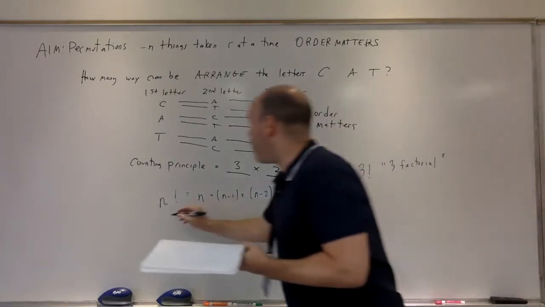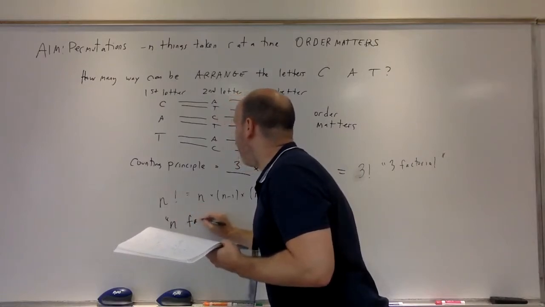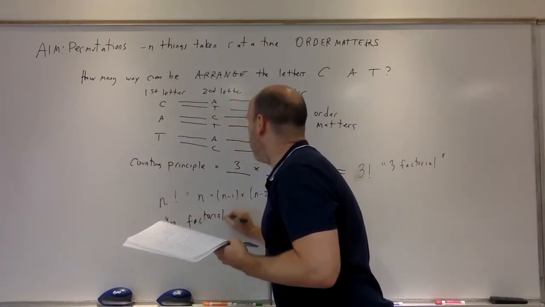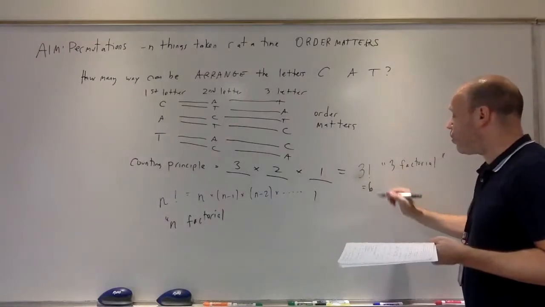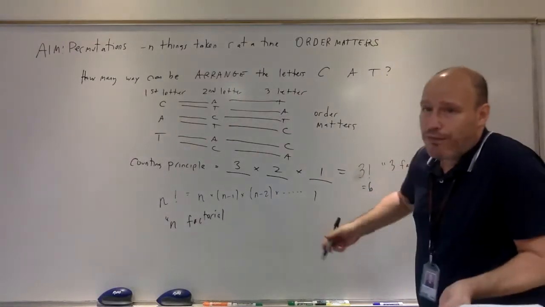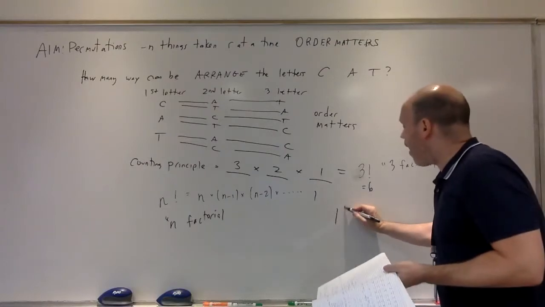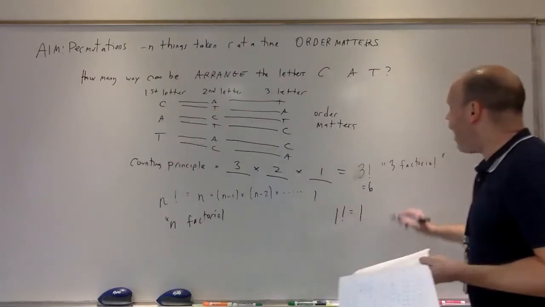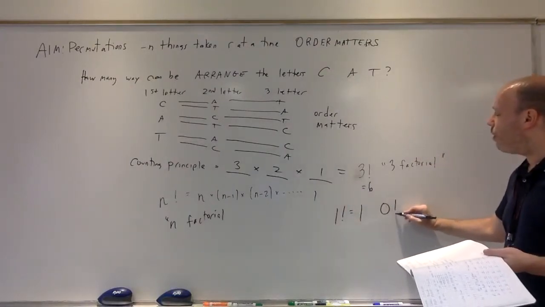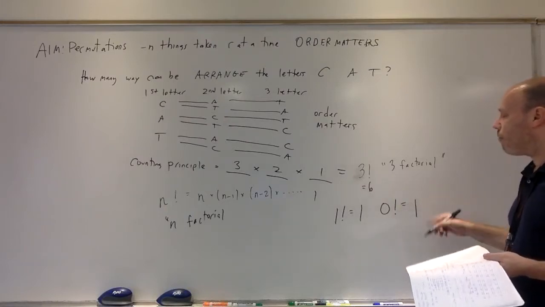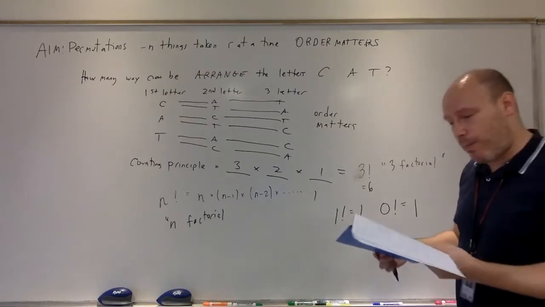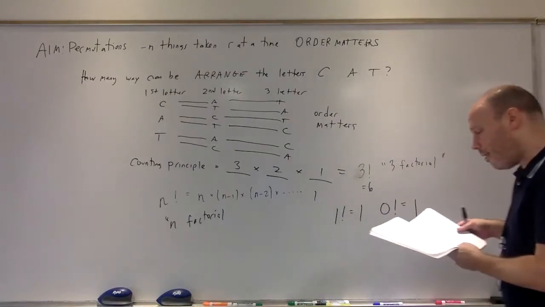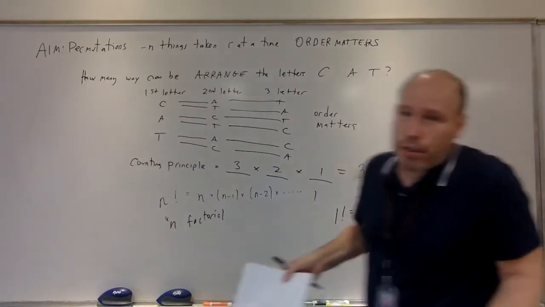And once again, we call this n factorial. Now, 3 factorial is obviously 6. A couple of things that we need to define. We're going to say 1 factorial is 1, and 0 factorial is also 1. A little interesting. It's a math thing. We will discuss it a little bit more. I want you to think about it. So, let's look at some questions.